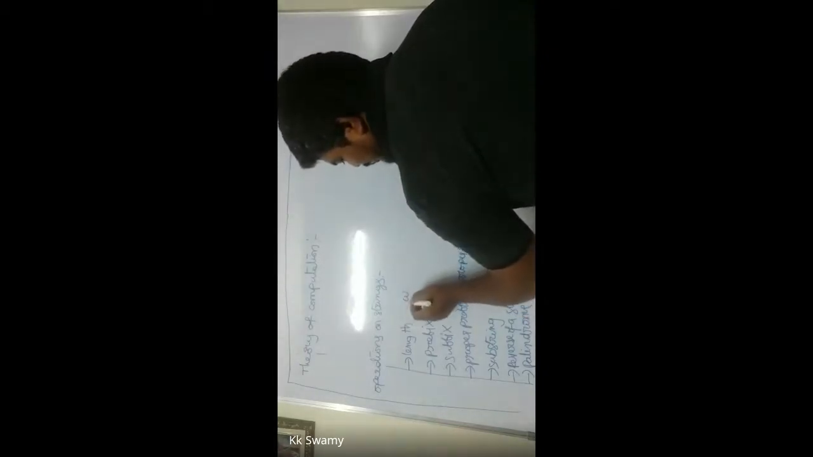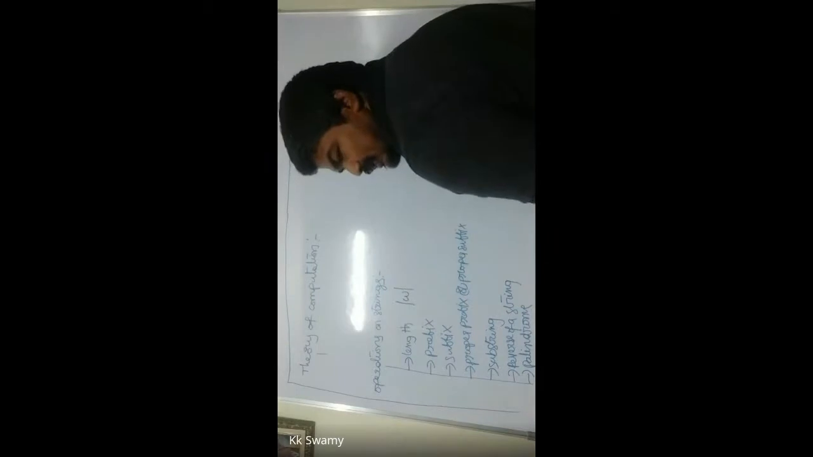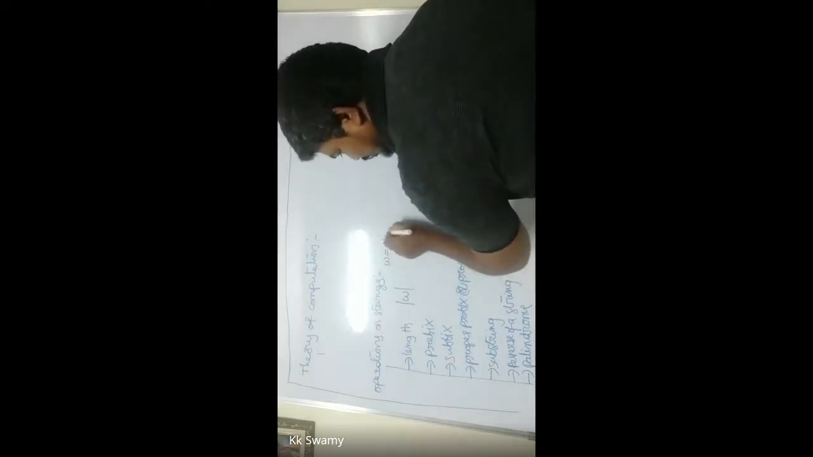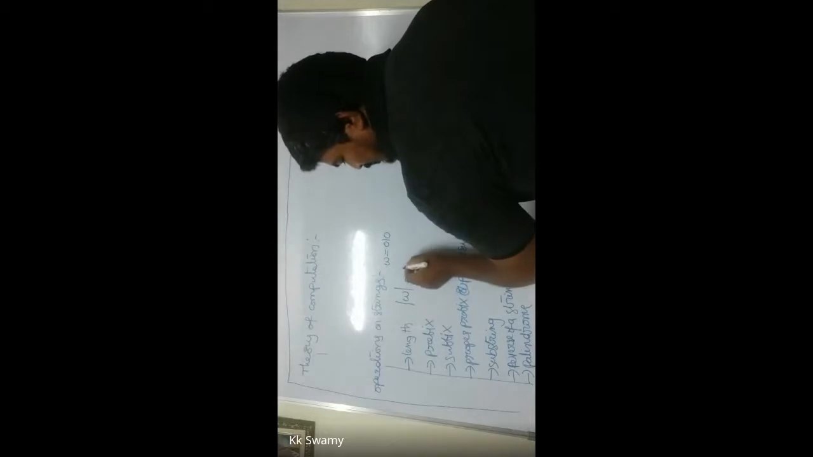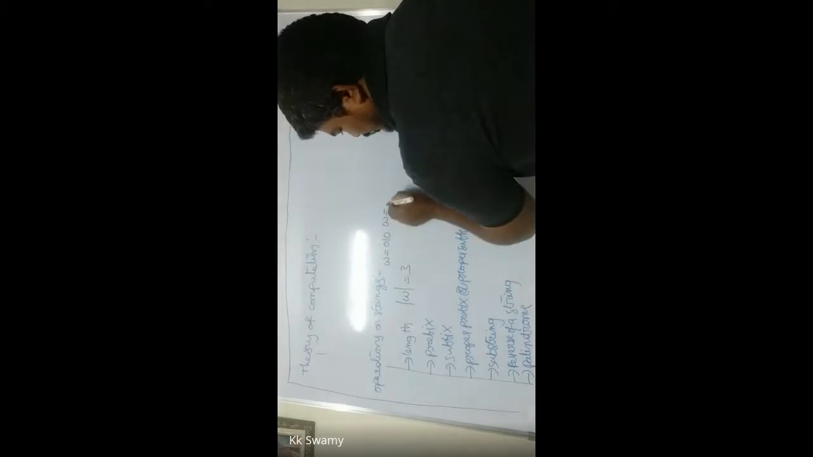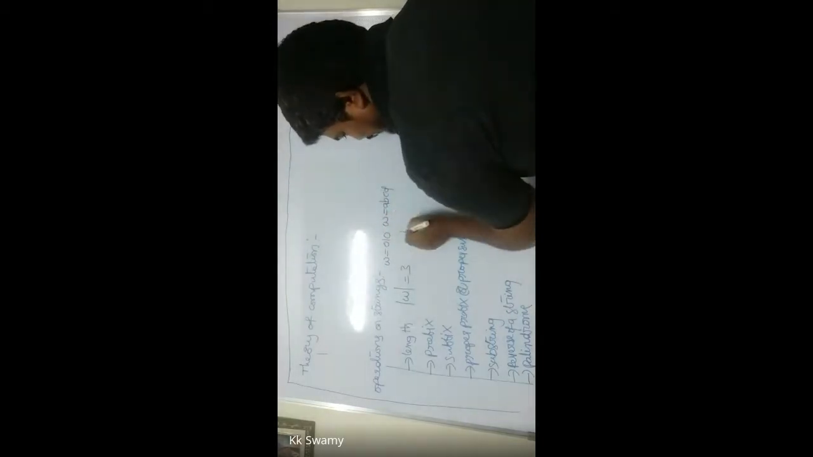That's why the first one is length of a string. Length of a string means what? The number of characters available in the string is called the length of a string. The string is called W, and the number of characters is represented by mod W. Mod W represents the length of a string. Suppose W equals 010. What about the length of W here? 3 characters. Suppose W equals ABCD. How many characters are there? We have 4 characters.